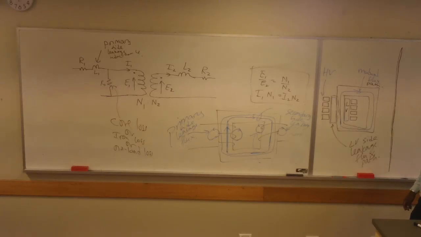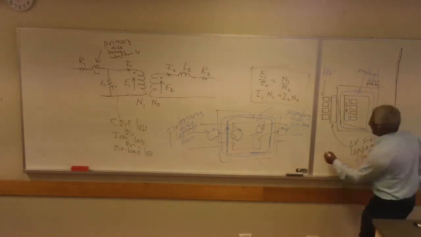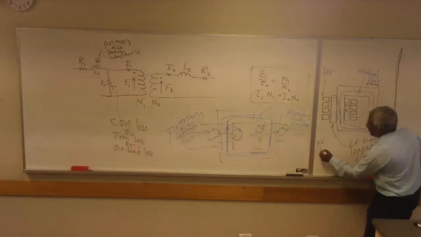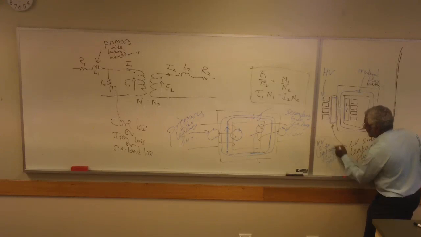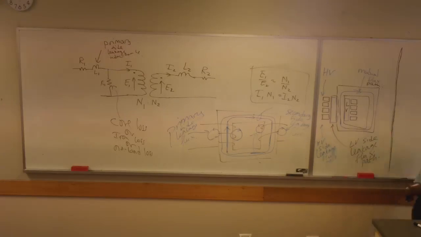How about HV side leakage flux path? So HV side leakage flux path. Can anybody see it? Where would the HV side leakage flux path be? So I've given you a very good hint. I've told you where the LV side leakage is. Of course, there's another one. We have asked too many questions now. Let's go one by one. So first one, where is the HV side leakage flux path?